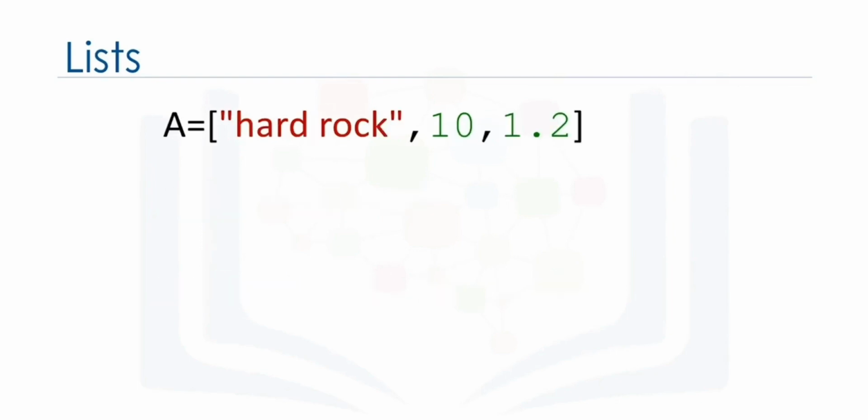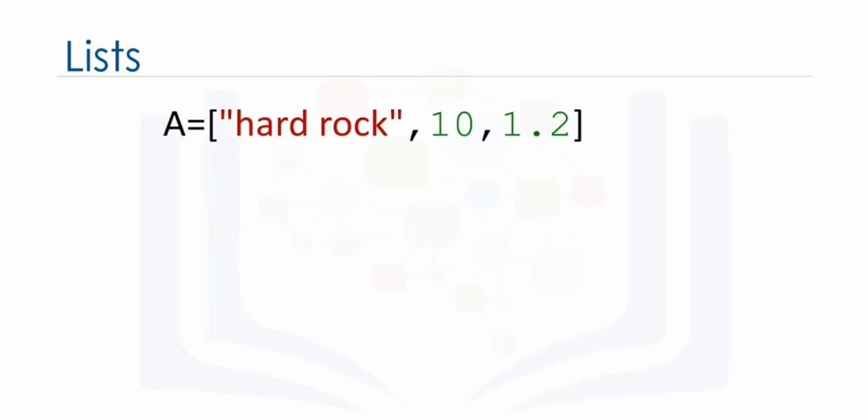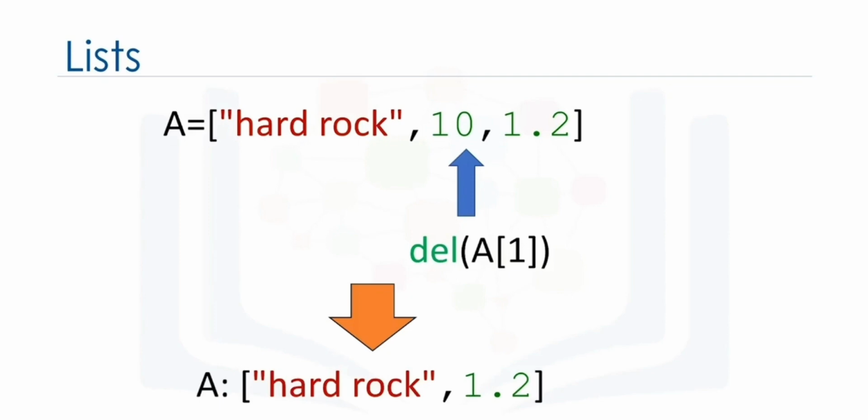We can delete an element of a list using the del command. We simply indicate the list item we would like to remove as an argument. For example, if we would like to remove the first element, the result becomes 10, 1.2. We can delete the second element. This operation removes the second element of the list.